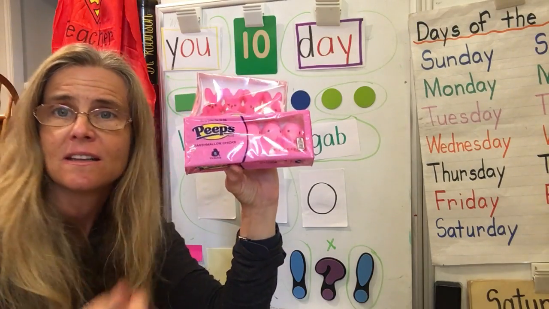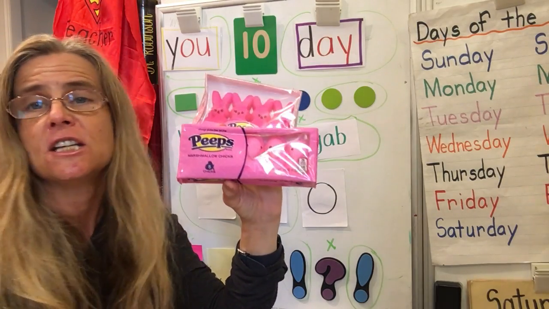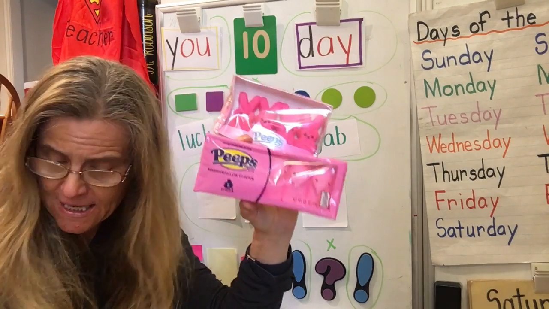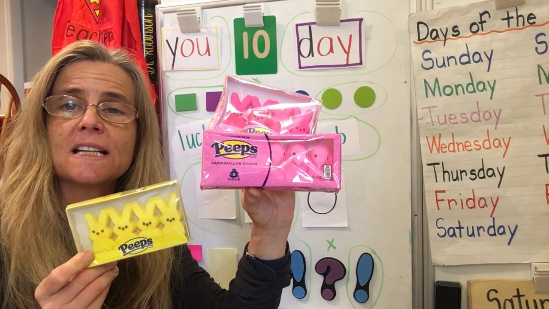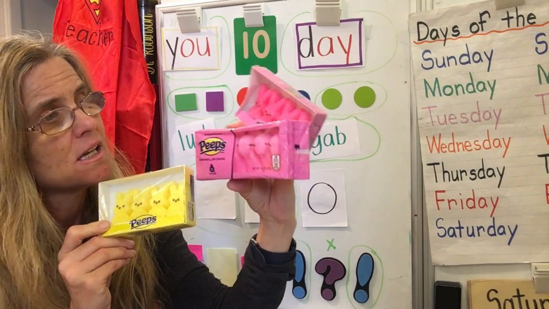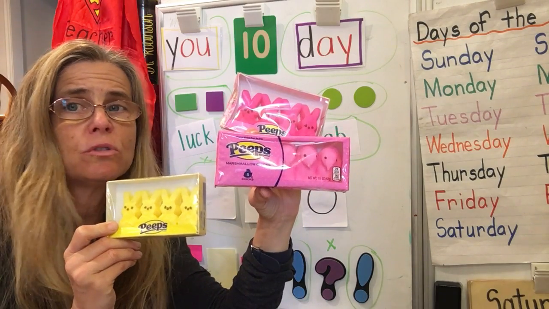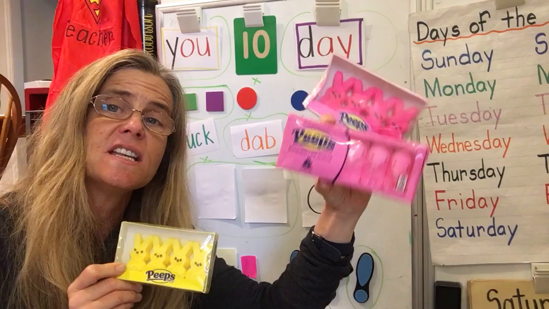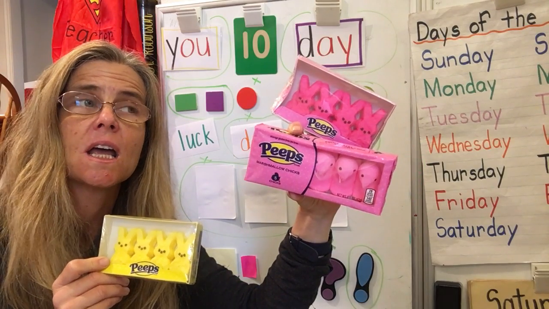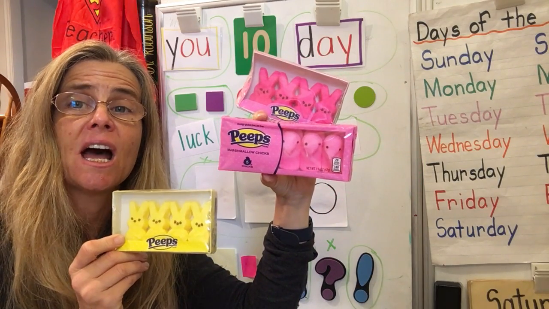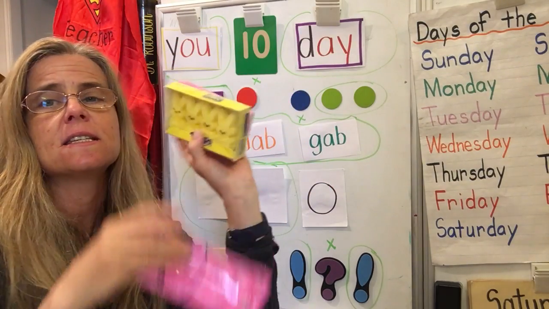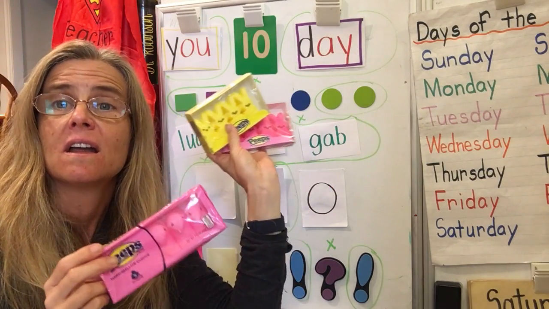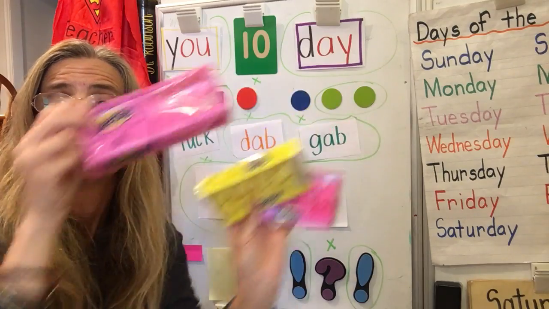Peeps, baby. These are Peeps. Marshmallow sugary goodness. Keep a dentist employed. Which one gets eliminated? 2 rules. The way I'm holding it now, these are both what? Pink. The way I'm holding it now, the yellow goes. But what if I did this?